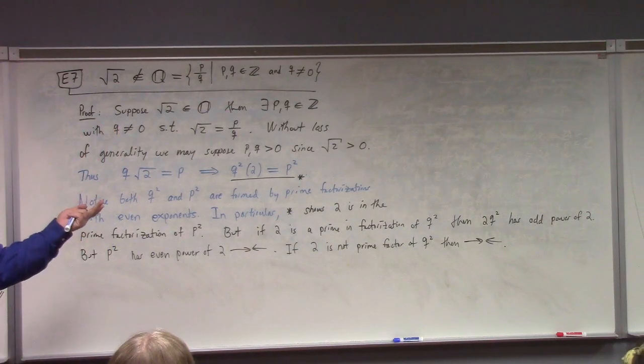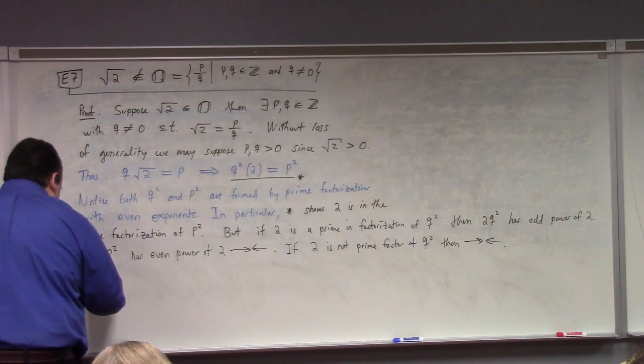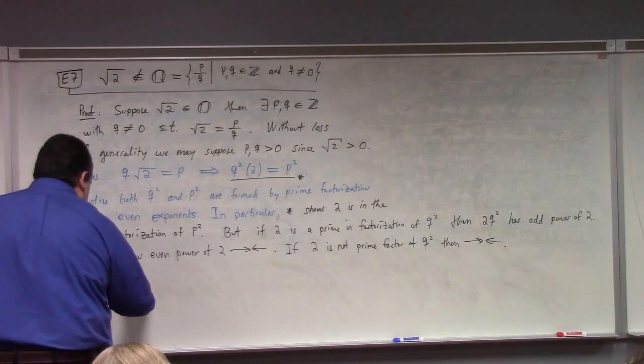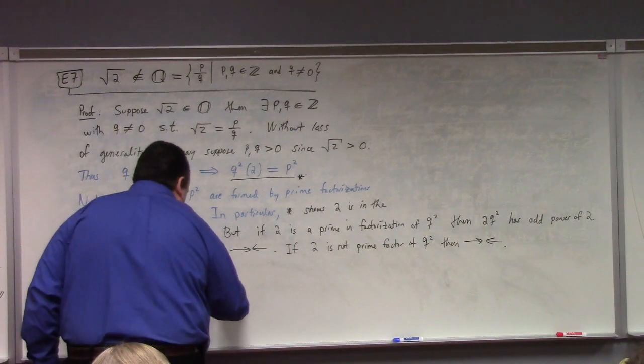So therefore we get a contradiction, which then says that, hence, the square root of 2 is not an element of the rational numbers, by proof by contradiction.